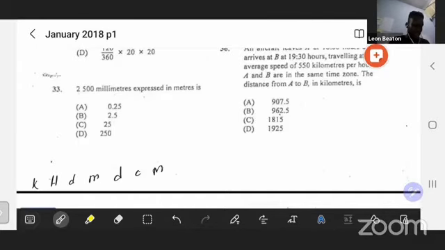So 2,500 millimeters expressed in meters would be, so we're moving from millimeter to meter. So we jump 1, 2, 3. So we see that we've got to divide by 1,000. So this would be 2,500 divided by 1,000. When you're dividing by powers of 10, you just move the decimal point backwards depending on the number of zeros. You should know that. So we jump 1, 2, 3. This is 2.5, which is B.